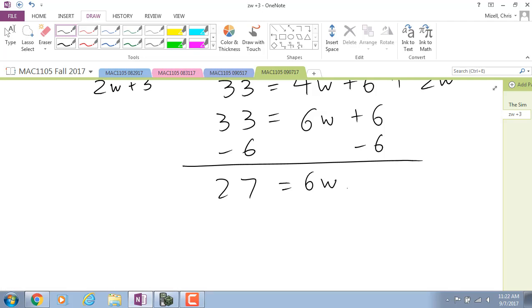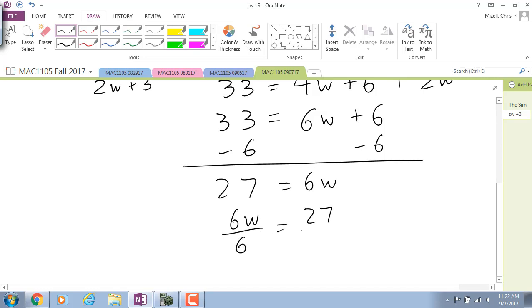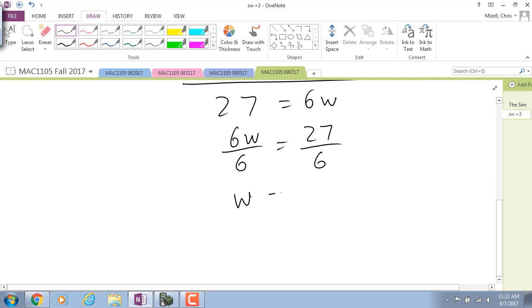I'm going to interchange the two sides as I'm doing that. I'm going to say 6W divided by 6 equals 27 divided by 6. So basically interchanging the two sides, which we can do to an equation, that gives us an equivalent equation. Divide both sides by 6, and W is going to be 4.5.